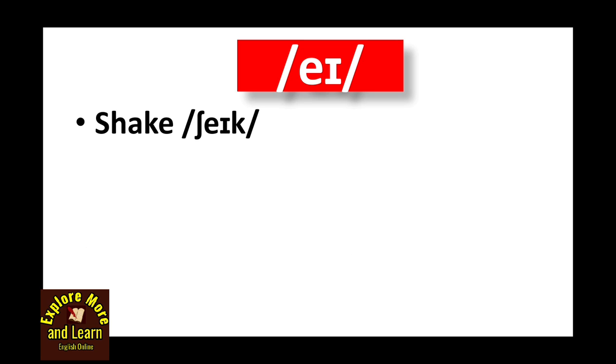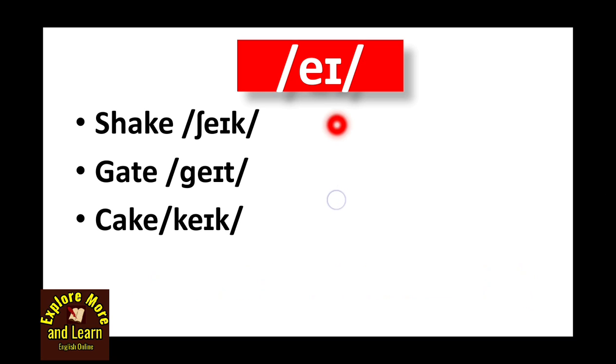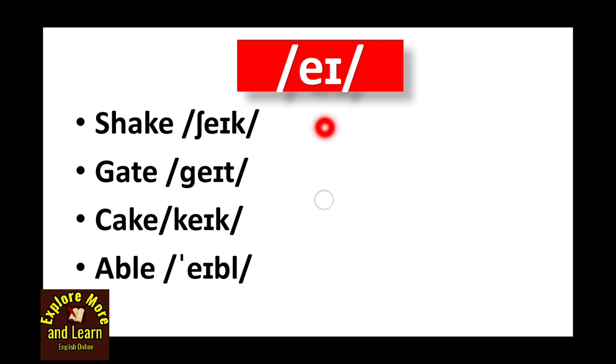For example, shake, gate, cake. So it's a diphthong sound which we get by the letter A. And here you will not say it 'shake', it's 'shake', gate, cake. So just say it quickly to have this glide from the sound /e/ to /ɪ/. Okay? Say it /eɪ/, shake, gate, cake. Able, able. Okay? So this is the sound which we get by the letter A, and the sound symbol is this. And this is /eɪ/.